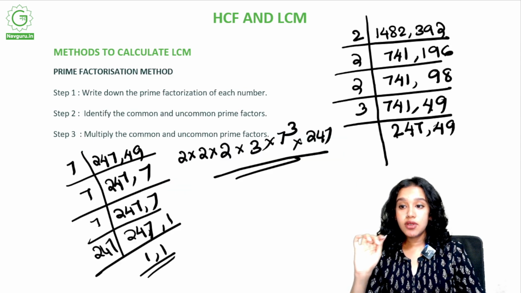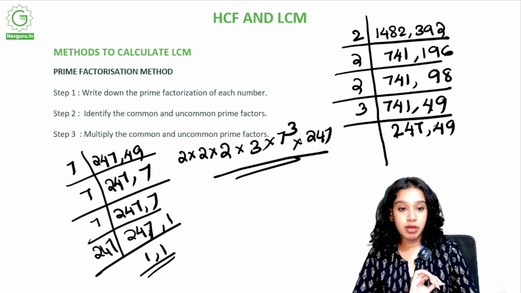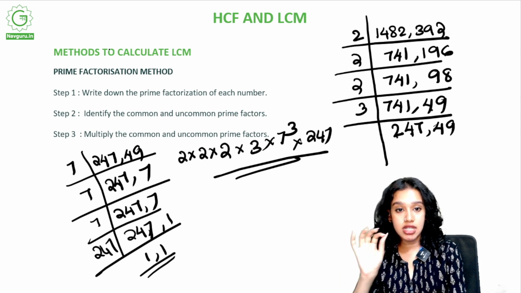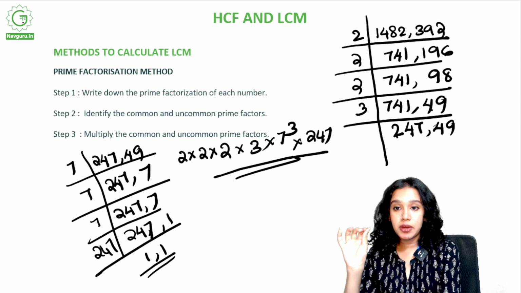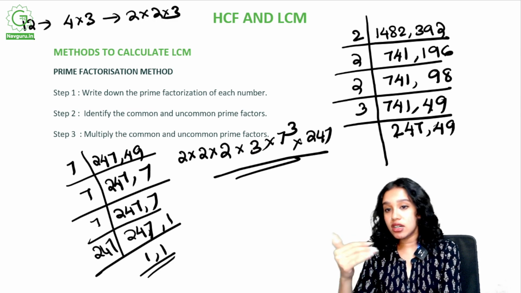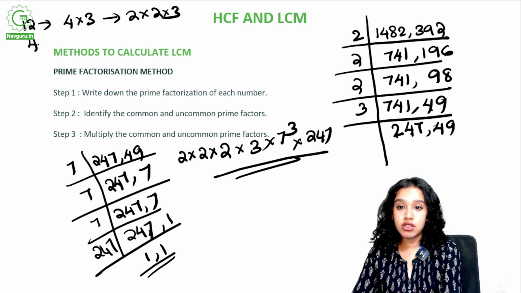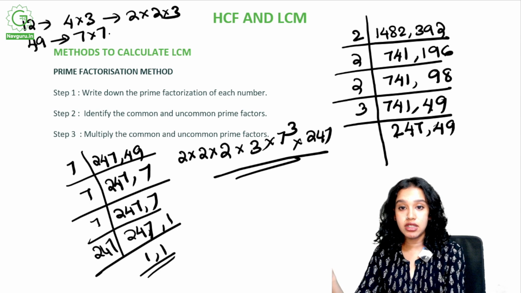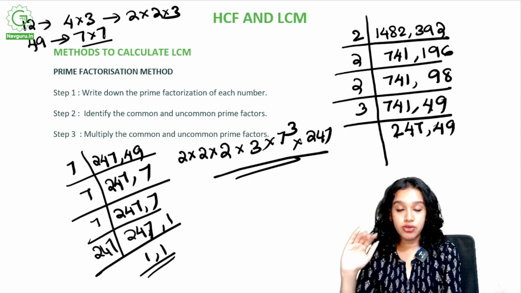Now, another way of doing the prime factorization method is we write the factors of these numbers. So let's say we have 12. 12 could be written as 4 into 3, which could be further written as 2 into 2 into 3. And let's say we have another number which is 49. 49 could be written as 7 into 7. So this is the prime factorization of 49.